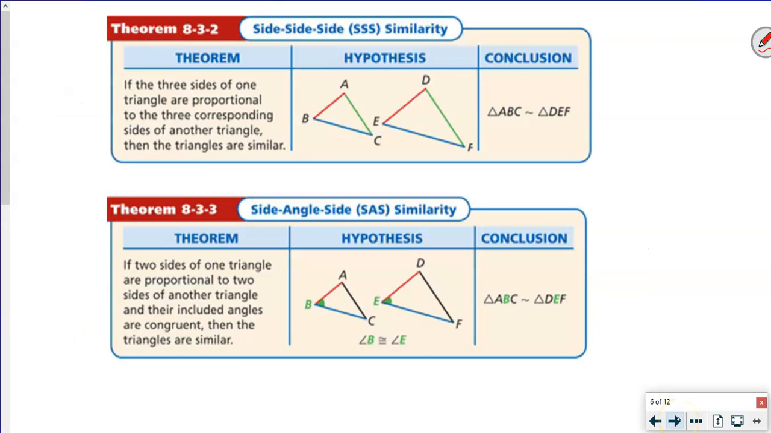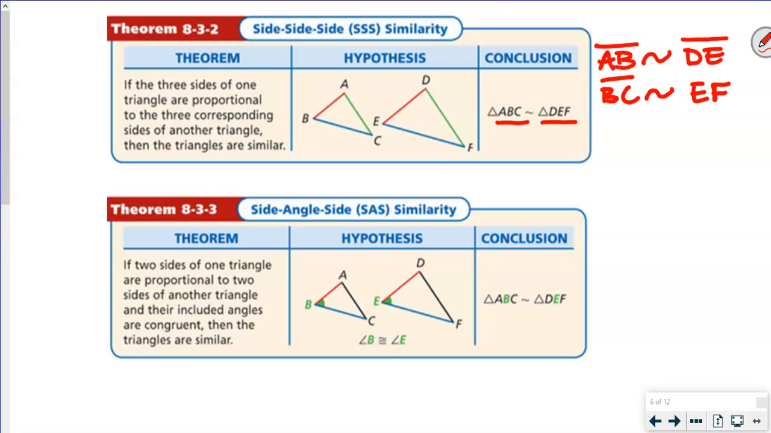All right, here's our next one, side-side-side. Basically, if three sides of one triangle are proportional to three corresponding sides of another triangle, then the triangles are similar. We have these color-coded here, and it's telling us a similarity statement. So AB is going to be similar to DE, first two letters, first two letters. Then BC is going to be similar to EF. And then AC is going to be similar to DF.